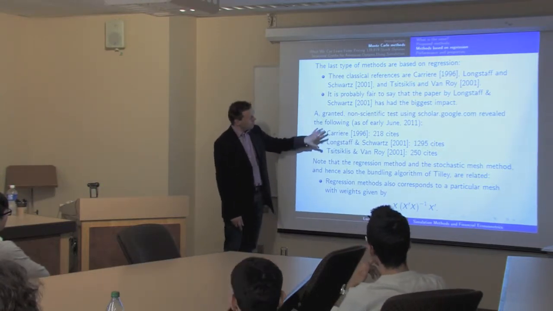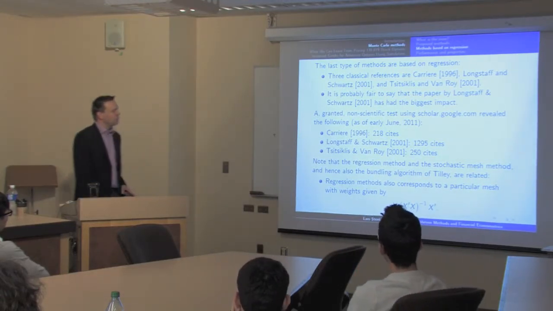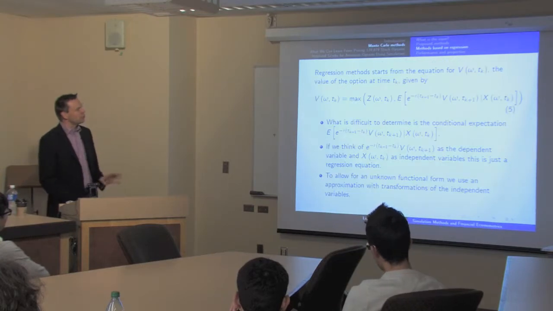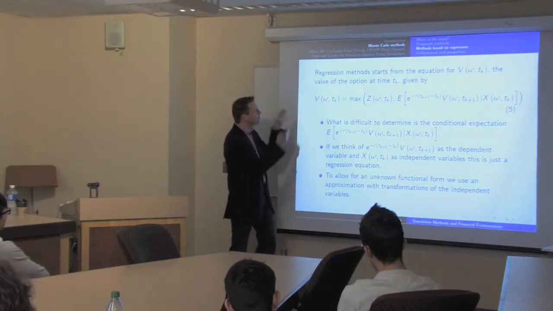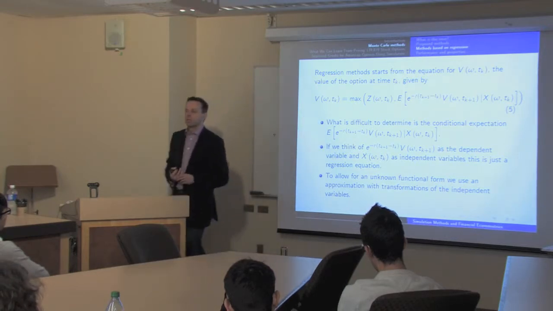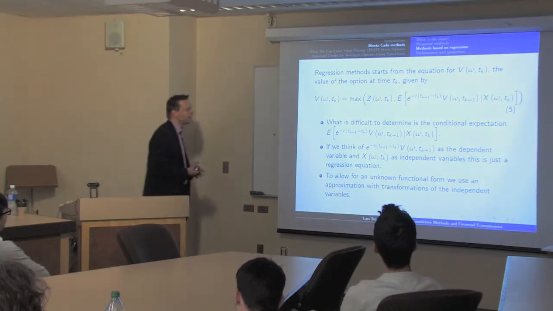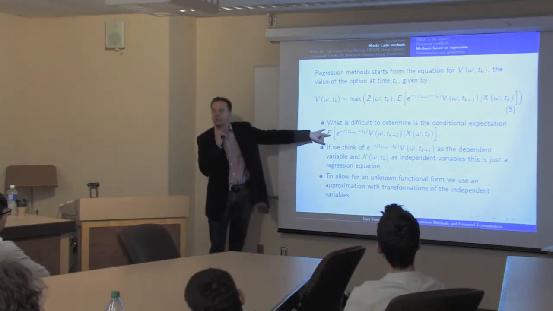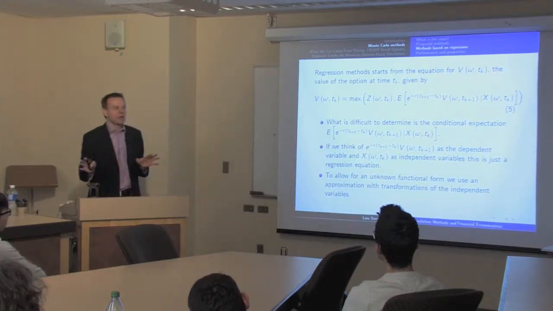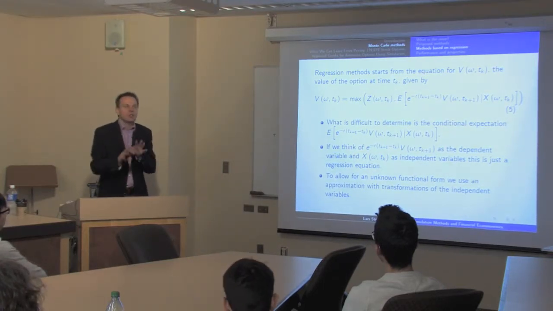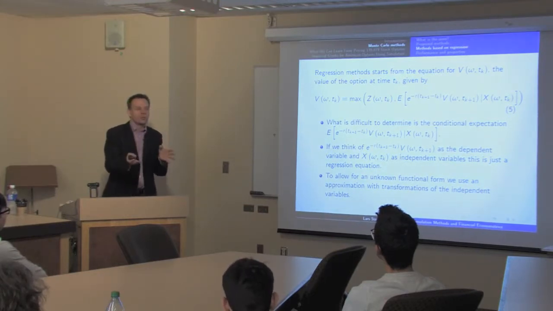What these models or methods do is very, very simple. They do linear regression. I'll show you how this is done. Okay, so think about the equation that I put up before. I need to figure out what to do today. Should I exercise or should I hold the option? Okay. To do that, I need to figure out what this conditional expectation is. And everybody who's ever done a statistics class will know that regression is all about calculating conditional expectations, right?